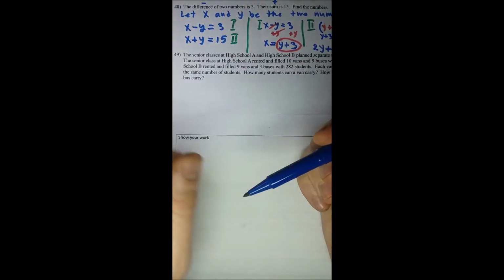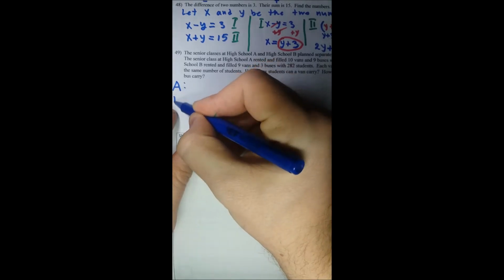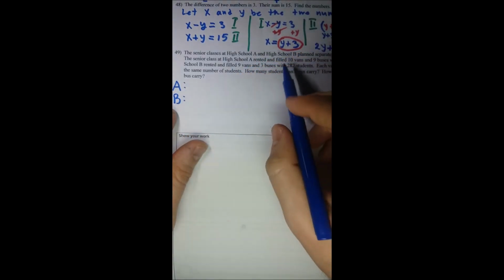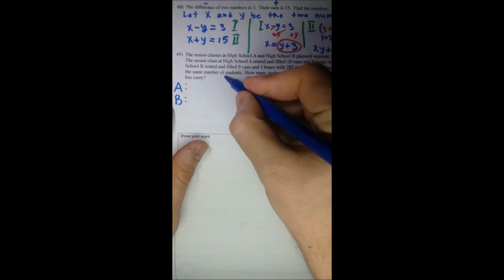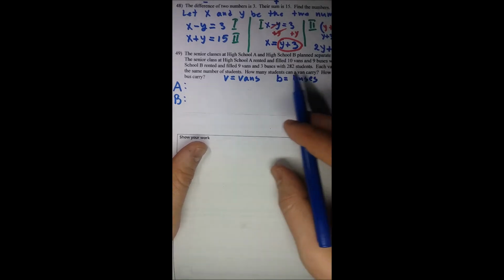Okay, you don't see the text on this screen, but you have it in front of you. You can read it a couple of times to just understand what's going on. So, High School A and High School B. Now, I'm going to say that V will represent the variable for vans, not shoes, but the vehicles. And B will stand for buses.